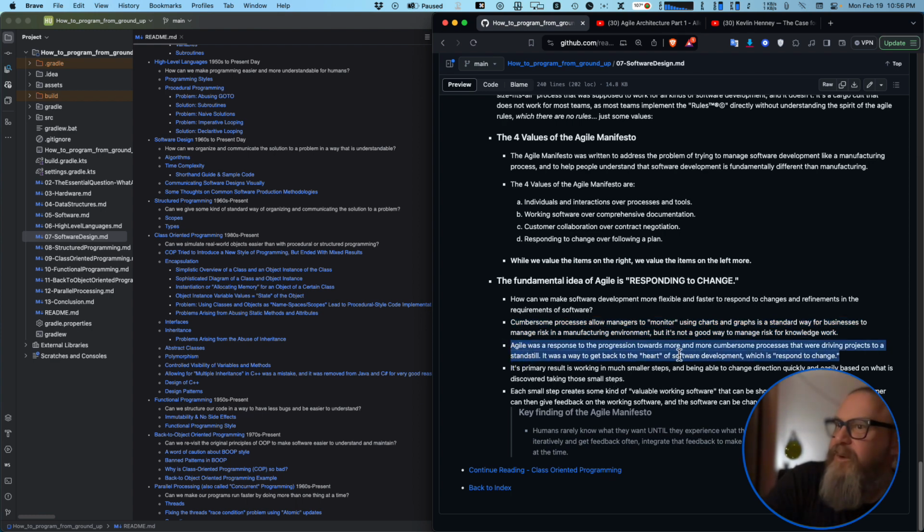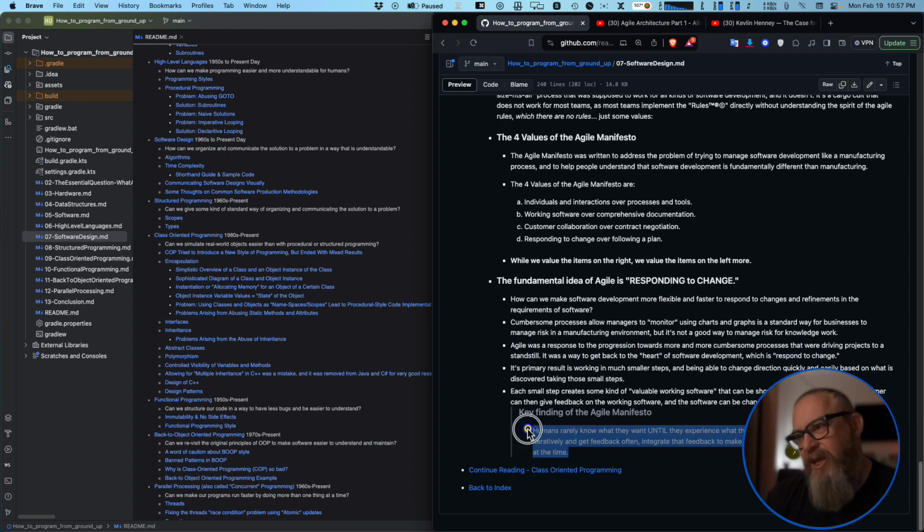So Agile was a response to the progression towards more and more cumbersome processes that were driving progress to a standstill. These projects were dying with these old production tools, and people were getting angry, upset. Lots of people burning out. Lots of people left during these periods, because it was just unbearable to work in these conditions. It's like sweatshop level stuff. So the key finding of the Agile Manifesto is that humans rarely know what they want until they experience what they don't want. And the solution is to work iteratively with feedback often and integrate that feedback to make sure we're building the best known solution at the time. That's the whole point. That's what we're doing.